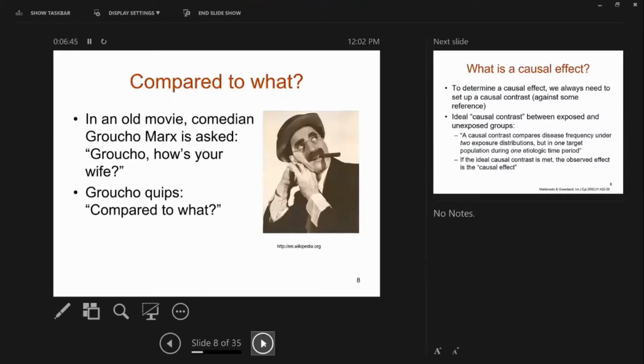The only way to resolve that question would be to have a control group that is similar, did not get chloroquine. So that's why uncontrolled studies simply cannot get at the causal contrast, because we don't know what would have happened if chloroquine was not given, right?